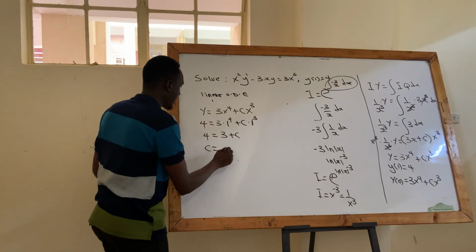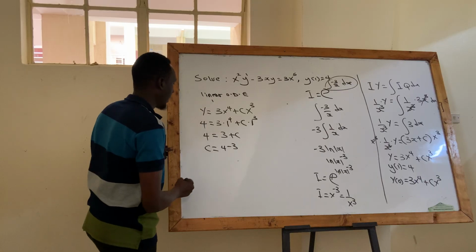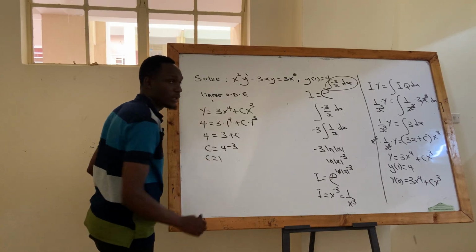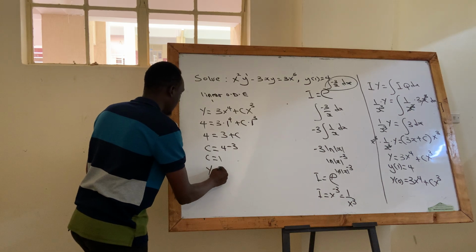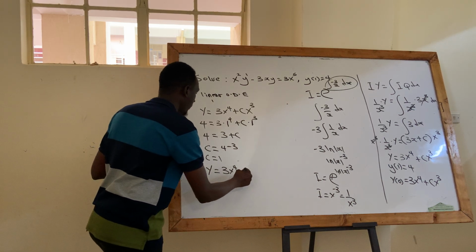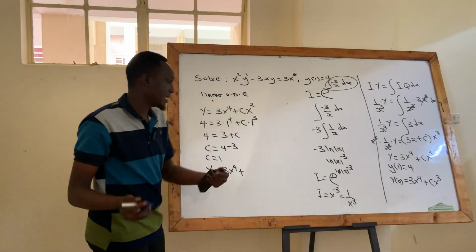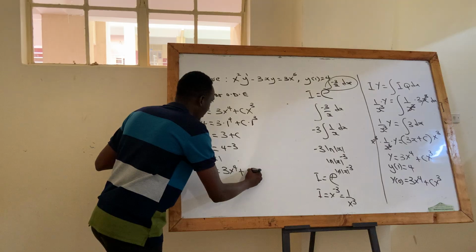Meaning c is equal to, when 3 comes to this side, you have 4 minus 3, therefore c is equal to 1. Therefore our final answer is y is equal to 3x power 4 plus, now since c is 1, we just substitute it with 1. Therefore we just have plus x power 3.